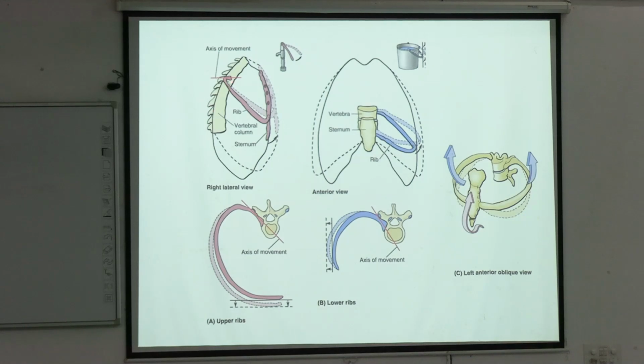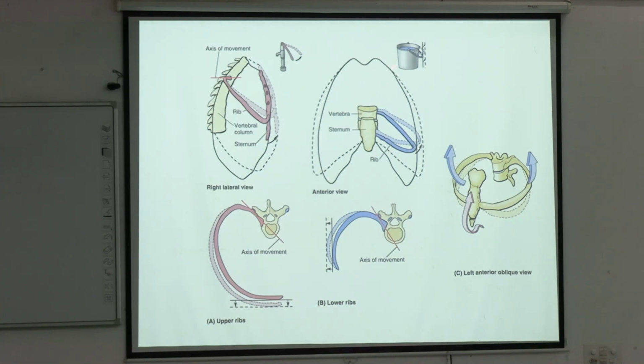This kind of movement which is happening in the upper 6 ribs, we call a pump handle kind of movement, and with this pump handle movement we achieve an increase or expansion of the anterior posterior diameter. Clear? Now we move to the next part.